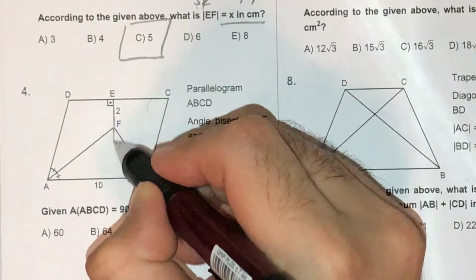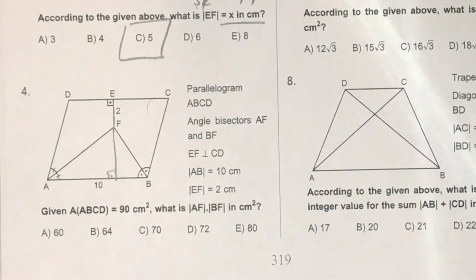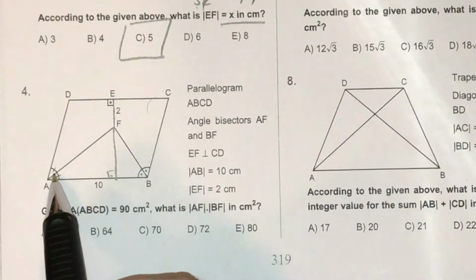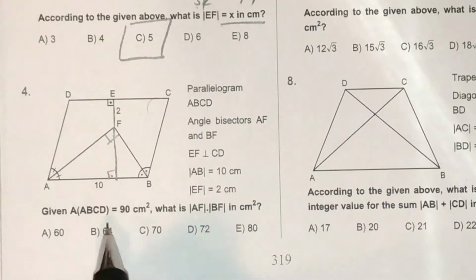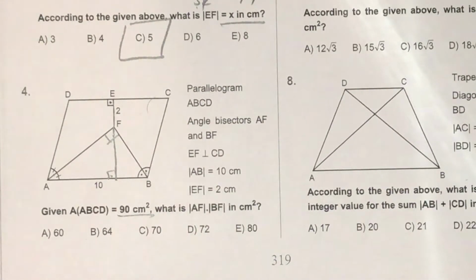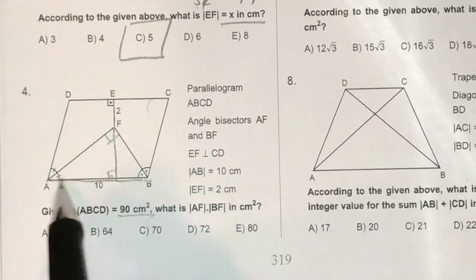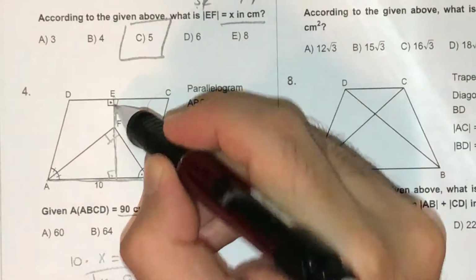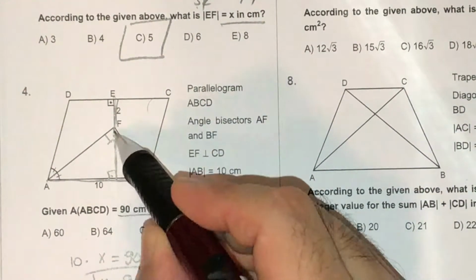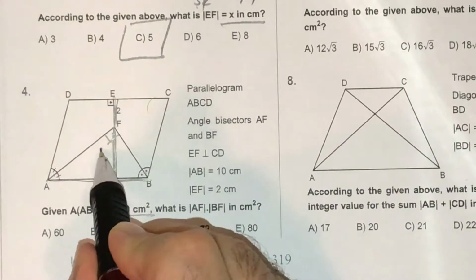Let me extend EF through AB, and remember, this is an angle bisector. This is an angle bisector. Remember, the angle here is 90 degrees. It says ABCD is 90 square centimeters. So one side is 9, one side is 10. So one of the sides is 10, and the altitude must be what in order to obtain 90 square centimeters as the area? So it must be 9, okay? And this side is 2, therefore this portion here must be 7.